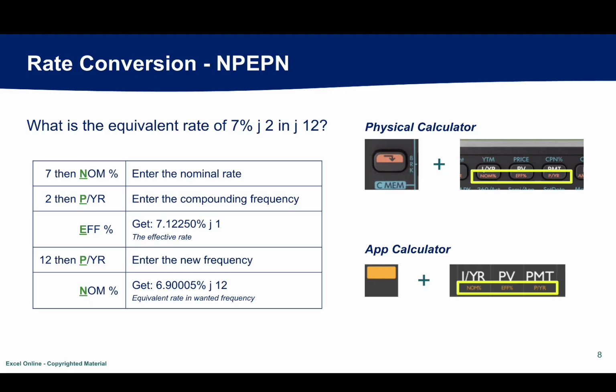We don't want the rate to be J1, so we have the second P, which is PYR again. We want it to be a J12 rate, so we type in 12, then press Shift, then PYR. And the last step is N, which is NOM. We just press Shift, then NOM to get the J12 rate.